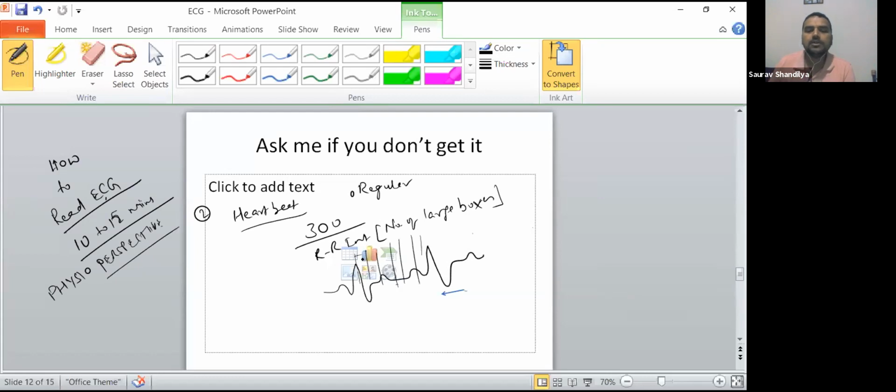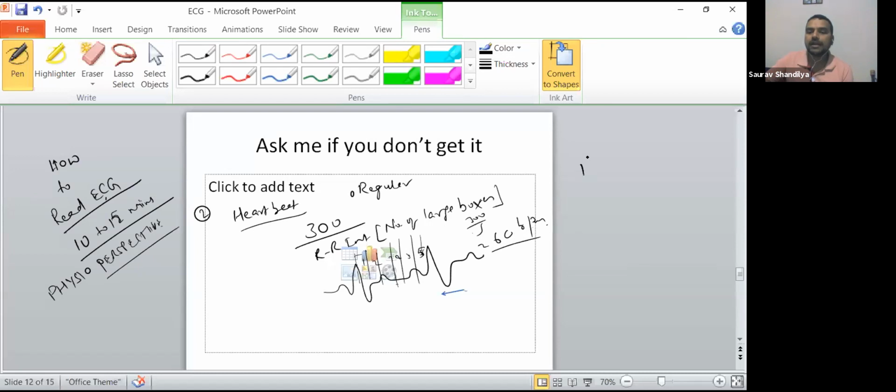So once you calculate the partial or complete 1, 2, 3, 4, 5, 6, or say for example 5, it will not be so much 5. So what happened? 300 by 5, that is about 60 beats per minute. Okay, that is the regular one. I'm not talking about regular now.